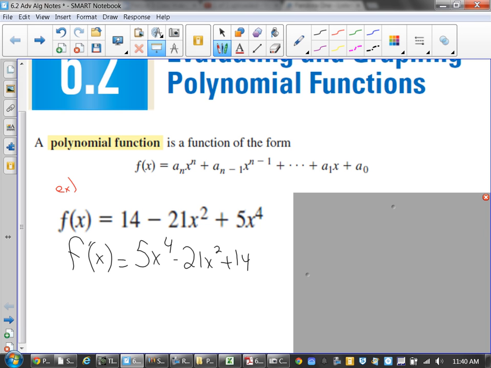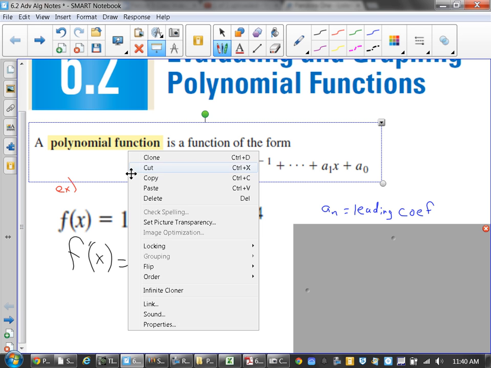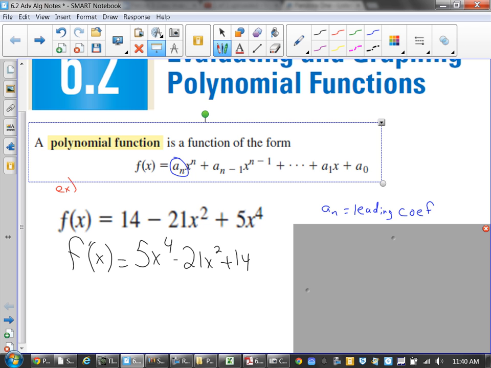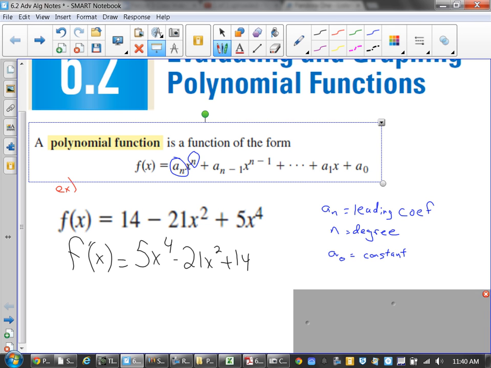Now, each bit of this equation has important parts to it. This first term, this a sub n, is called the leading term. It's the leading term's coefficient. That's it. It's the leading coefficient. The highest power that you have when it's written that way, the n, is the degree of the function. So this is a 4th degree polynomial. And then the last term, this constant, is this a sub 0. This is your constant of a polynomial.